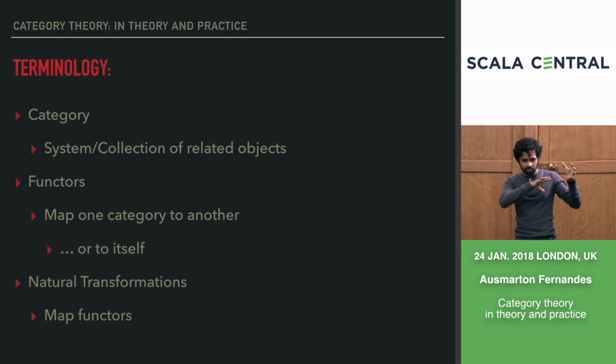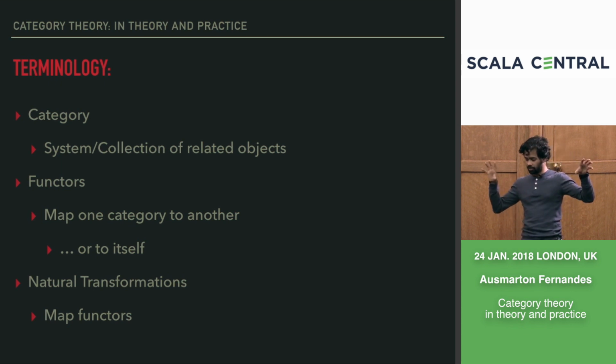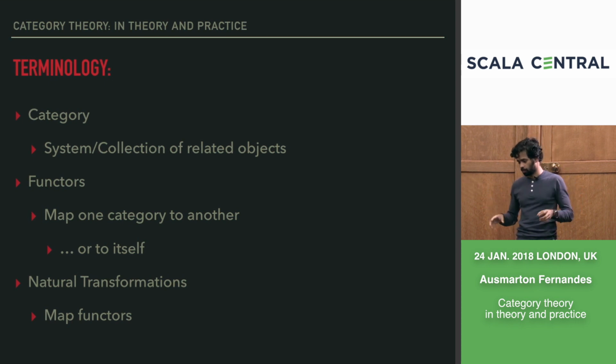Functors are basically translations from one category to another, or it could be to itself. That's when we call it an endofunctor. But for the purpose of this slide, it's just a functor which maps one category to another category, and categories could be any bunch of things which we talk about.